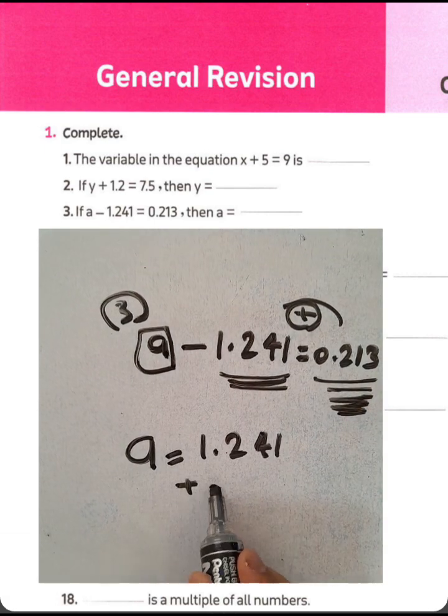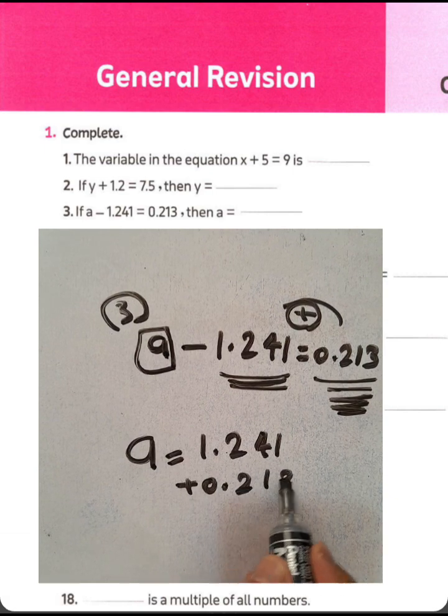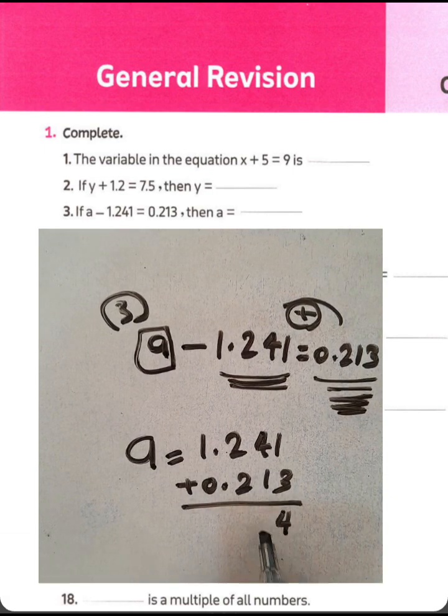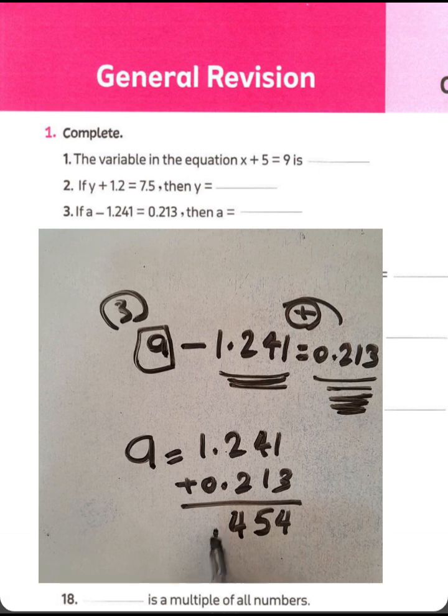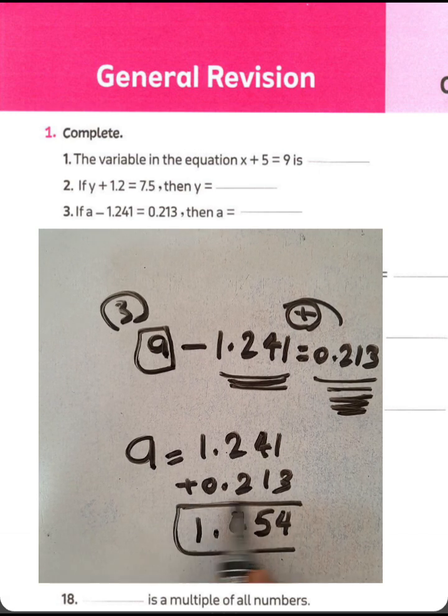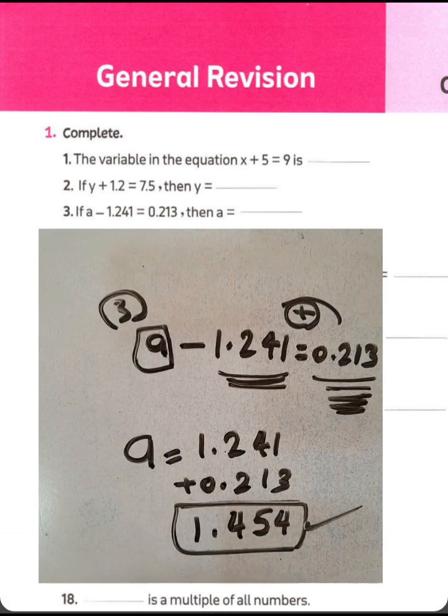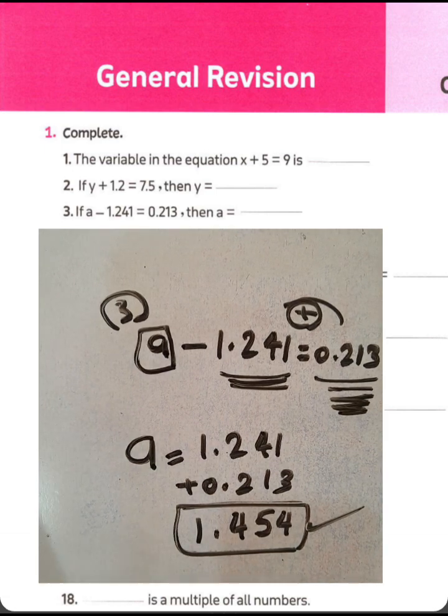1.241 plus 0.213. 3 plus 1 equal 4, 1 plus 4 equal 5, 2 plus 2 equal 4, 1 plus 0 equal 1. The result will be 1 and 454 thousandths.